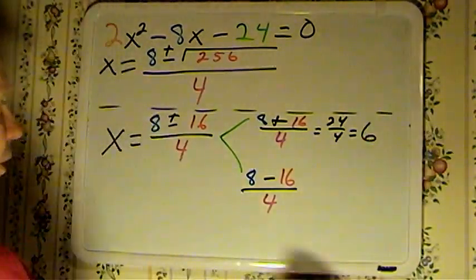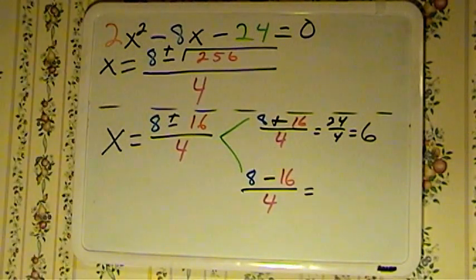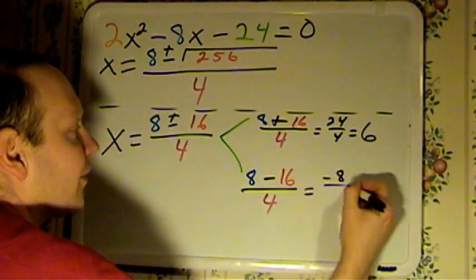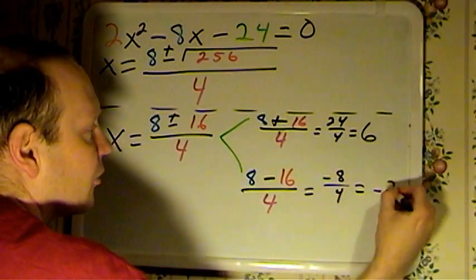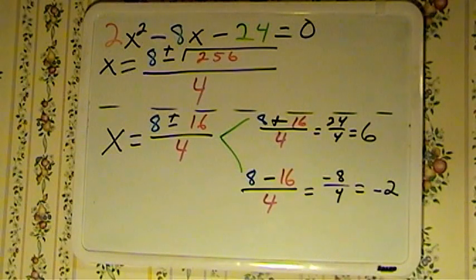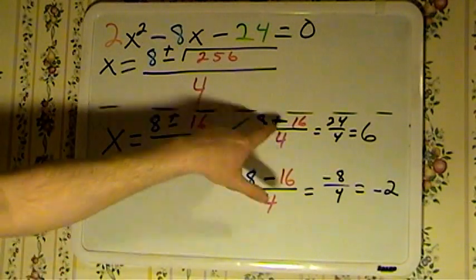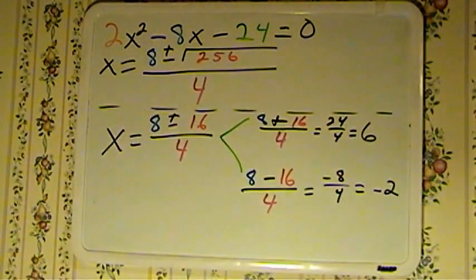Whew. Crazy brain. Not enough coffee. Okay, 8 minus 16 gives us negative 8 divided by 4, which gives us negative 2. Again, any questions about how we got from here to here, please put them in the comments and I'll try and clarify. Okay, so we've solved down to the point where we have values for x.